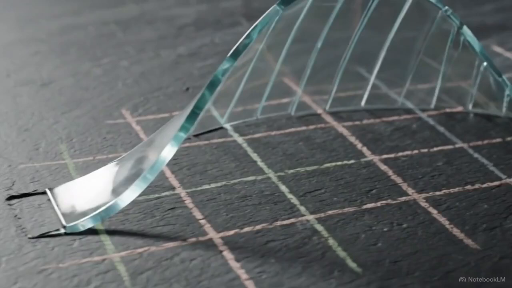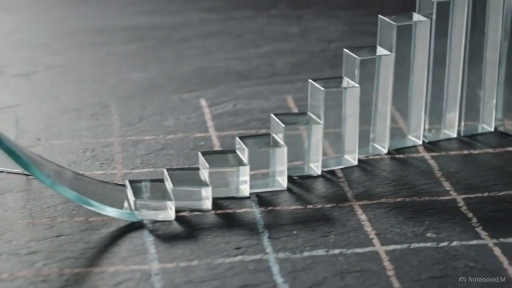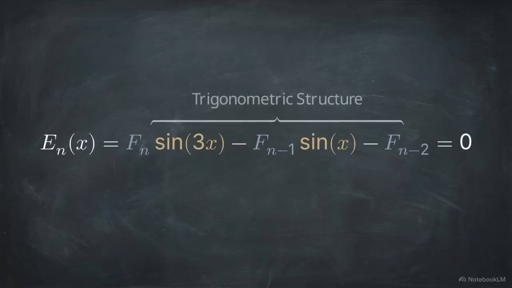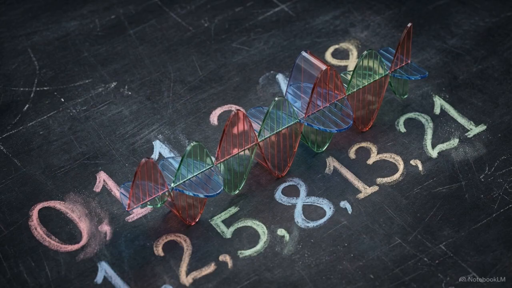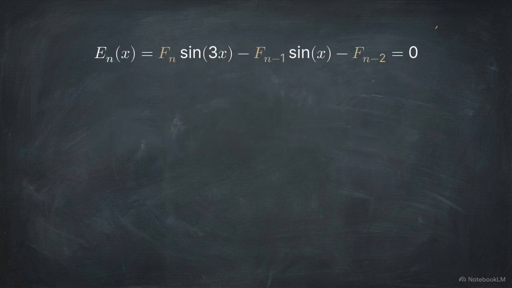To understand why this polynomial behaves this way, we trace it back to its origin in wave mechanics and trigonometry. This equation represents a generalized trigonometric phase family, defined as E sub n of x. The coefficients in this wave equation are determined by sequential terms from the Fibonacci sequence. The variables f sub n minus 1, and f sub n minus 2 dictate the amplitude of each sine wave.